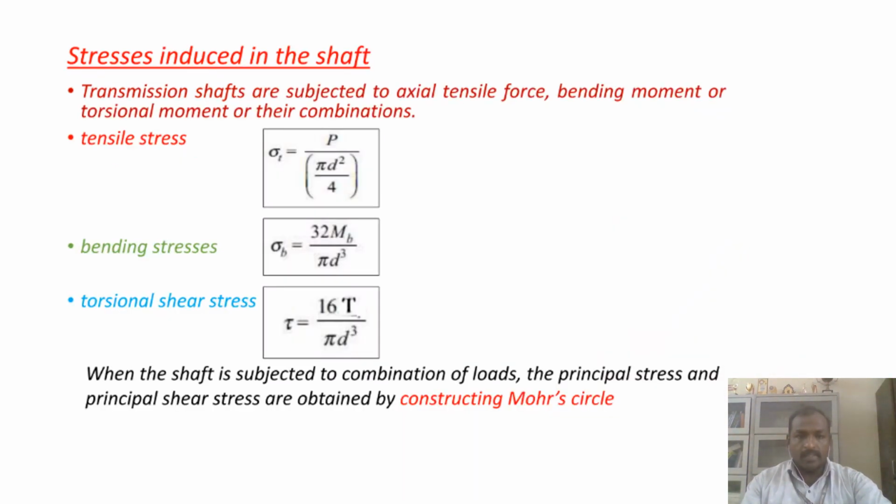The stresses induced in the shaft. The transmission shafts are subjected to three stresses: axial tensile force, bending moment, or torsional moment, or their combinations. The formulas to find the tensile stress, bending stresses, and torsional shear stress are given. When the shaft is subjected to a combination of loads, the principal stress and principal shear stress are obtained by the Mohr circle diagram. By constructing the Mohr circle diagram, you can find the principal stresses and principal shear stresses.